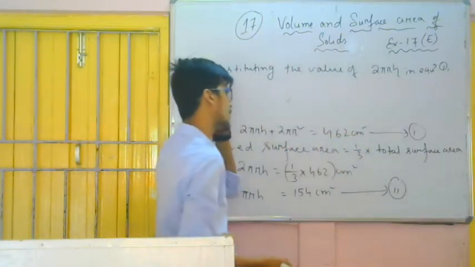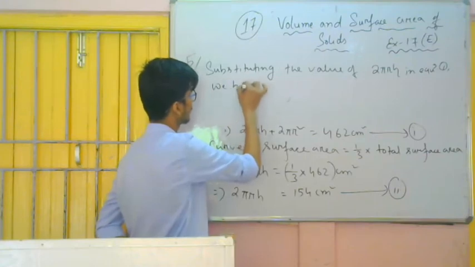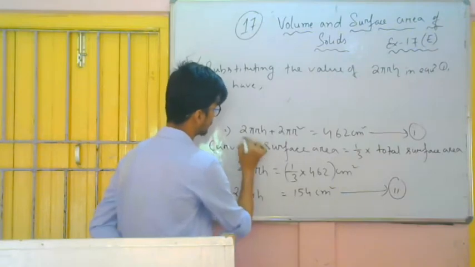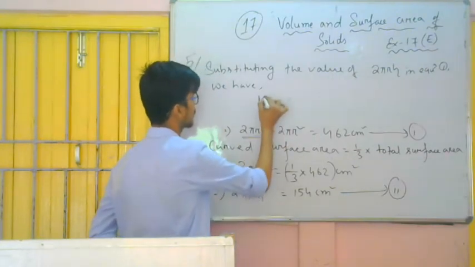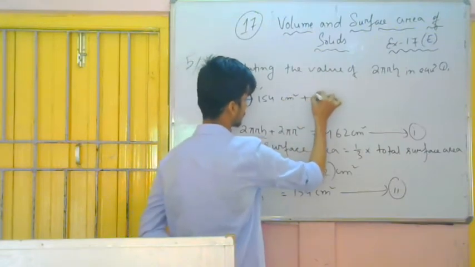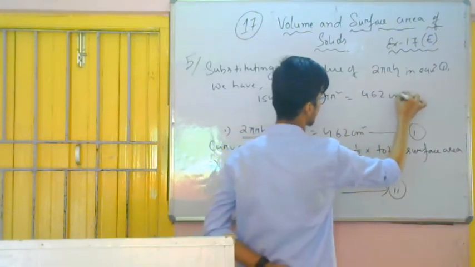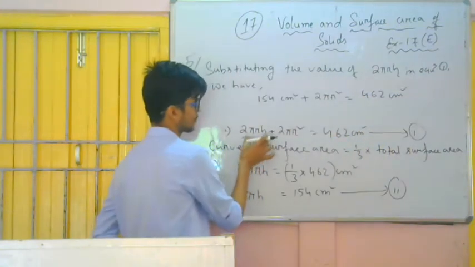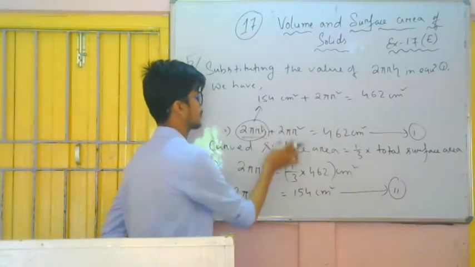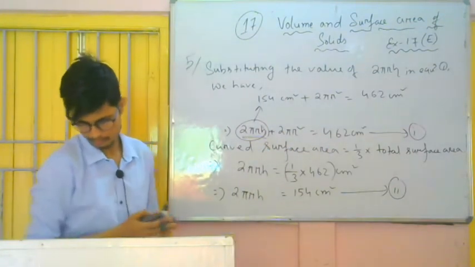Substituting the value of 2 pi rh in equation 1, we have, in place of 2 pi rh I will put 154. So it will be like this: 154 cm square plus 2 pi r square is equal to 462 cm square. In place of this one I put 154. This part remains the same. Okay, now from this one I will calculate the value.